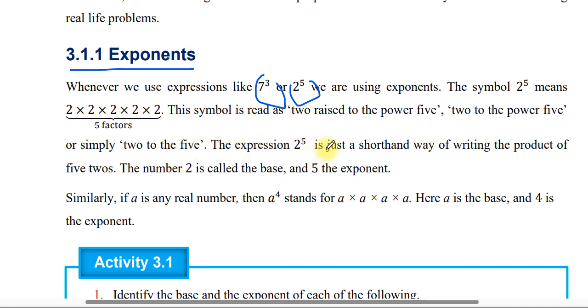The expression 2 to the power of 5 is just a shorthand way of writing the product of 5 2s.